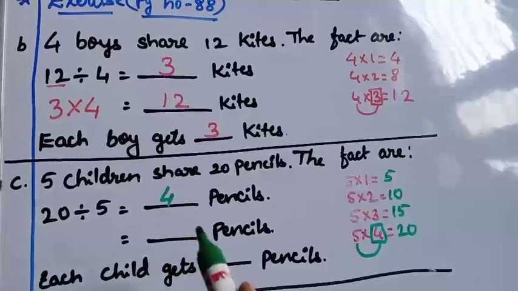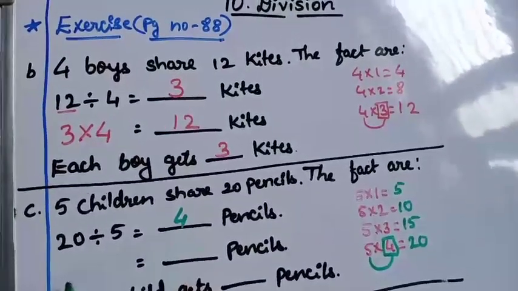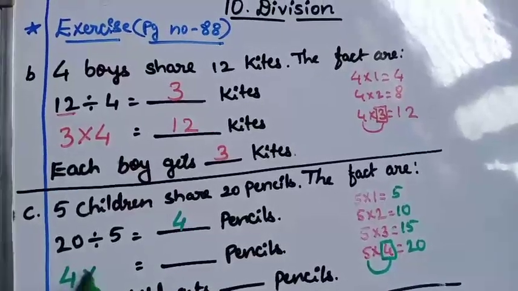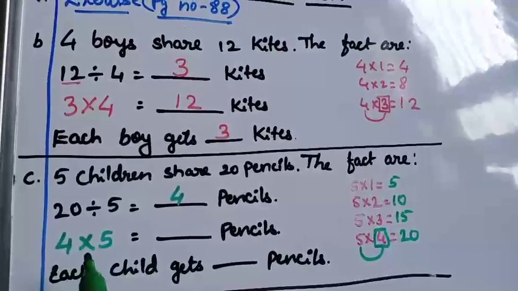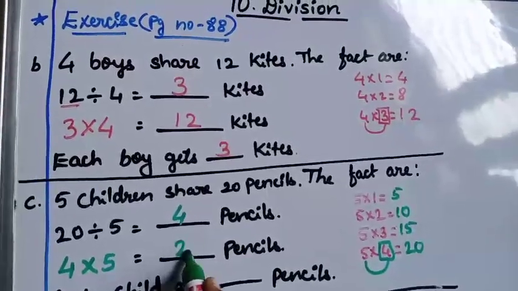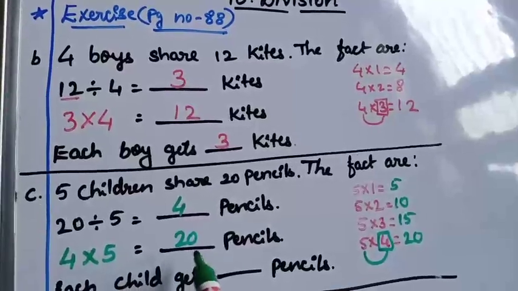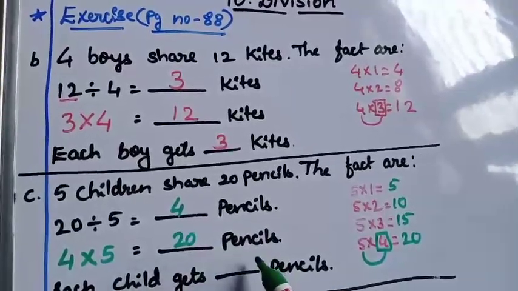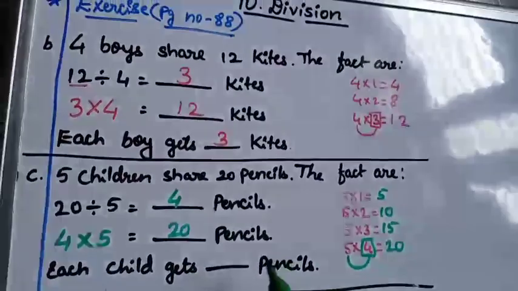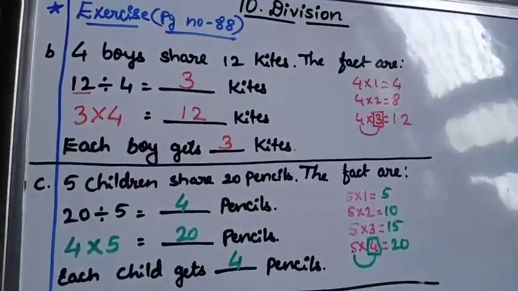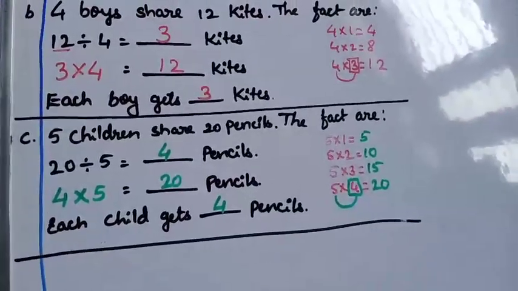Got it? Now we have to check the answer. So we have to write here 4 into the number 5. Now tell me, 4 fives are how much? 20. So we got the right answer. So the total number of pencils is 20, and how many pencils does each child get? Equally 4 pencils. Got it? Yes. Let's move to the next one.